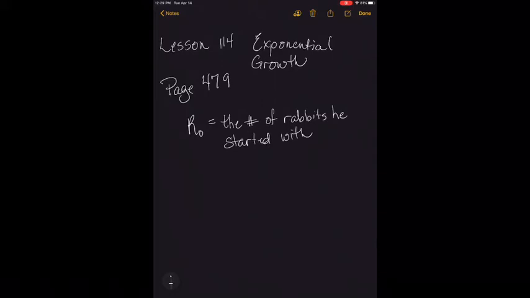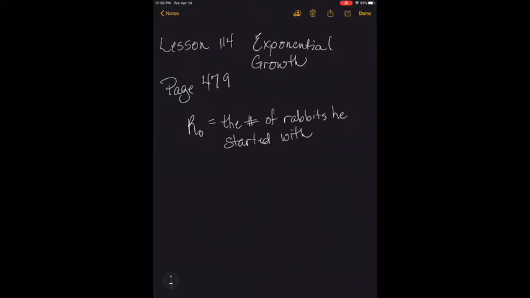So it says that Jimmy had 150 rabbits. So if the number of rabbits doubled every year, he would have 300 rabbits at the end of year 1, 600 rabbits at the end of year 2, and so forth. We use R sub 0 to indicate the number of rabbits in the beginning. So the number of rabbits he started with is 150.